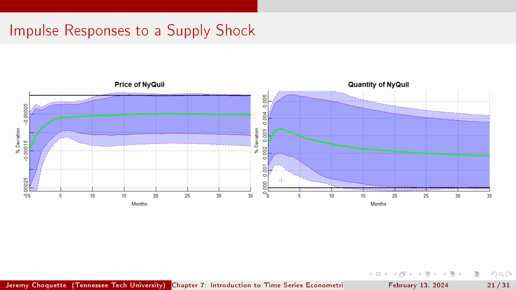The answer is yes. Because the peak of the lower band, where the median draw peaks, is what, 0.002% above 0. And well, this is 0, so there's a vertical distance between this lower band and 0. So at some point, I can be fairly certain that there's a statistically significant increase in the quantity of NyQuil.